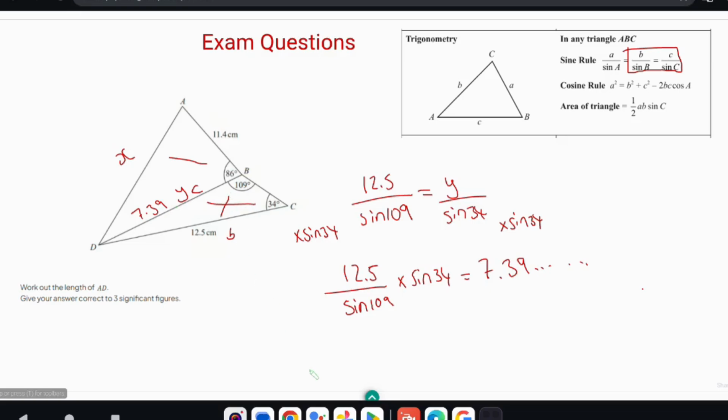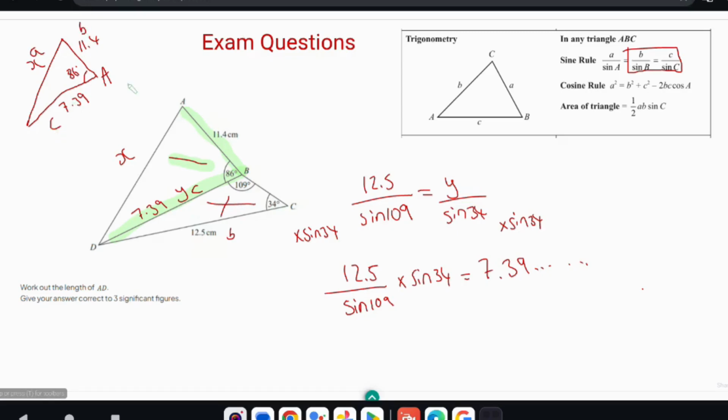Okay, so now we just look at our diagram. Well, we don't have opposites. We've got an angle and a length here. But we've got two lengths sandwiching an angle. So we know it's cosine rule. I'm just going to draw my triangle out here though. Not the best triangle, but 86 degrees, 11.4, 7.39. So when you're using your cosine rule, that has to be big A.